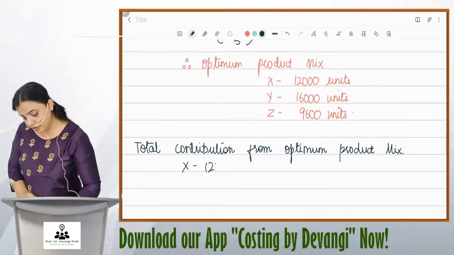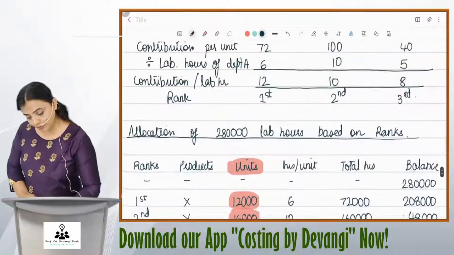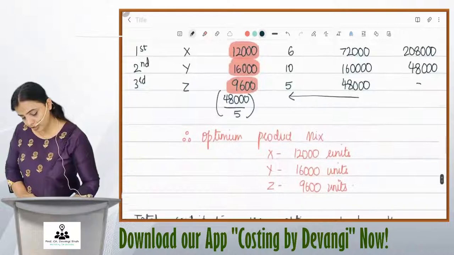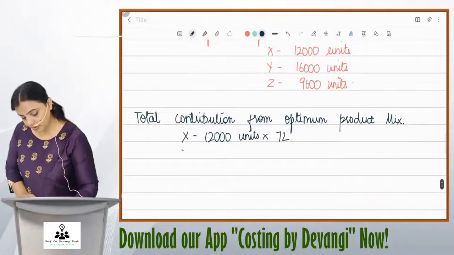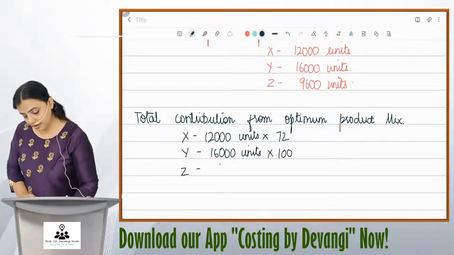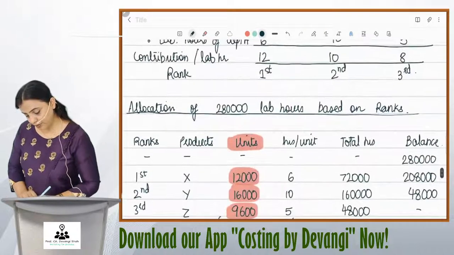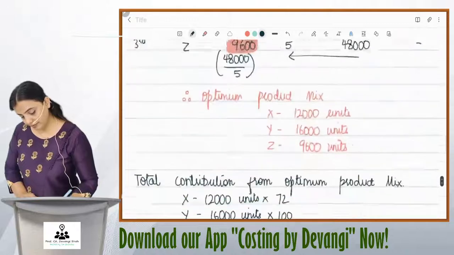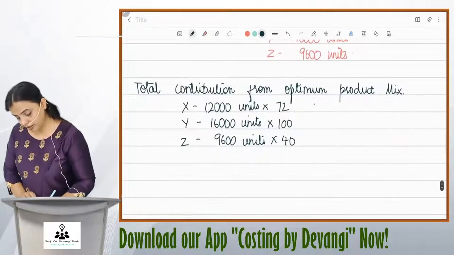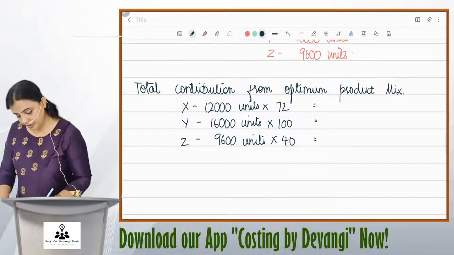X 12,000 units, X gives you a contribution of 72 per unit, by 16,000 units into 100, and Z 9,600 units into 40. Come on friends, multiply and get the answer. 8,64,000.